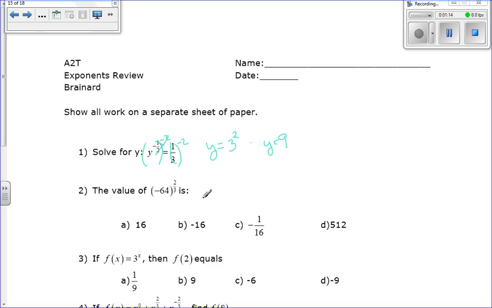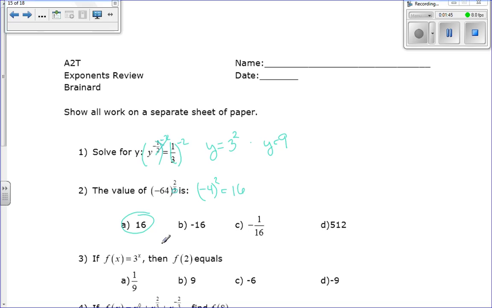For number 2, it's just a matter of evaluating. The negative is inside the parentheses, so I don't have to do anything with the number, and I don't have to do anything with the exponent. I simply have to start out by taking the third root of negative 64, and to get that, it would be negative 4 times negative 4 times negative 4. So negative 4 raised to the second power, which is 16. So that's choice A.